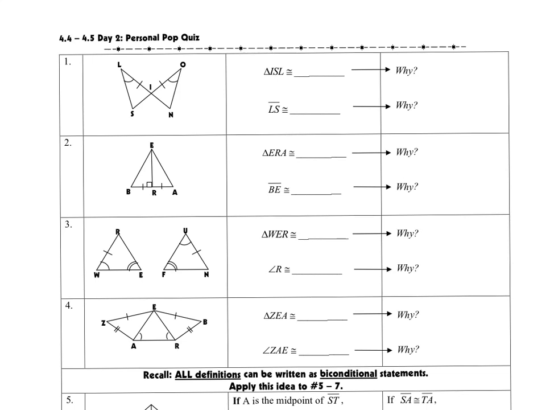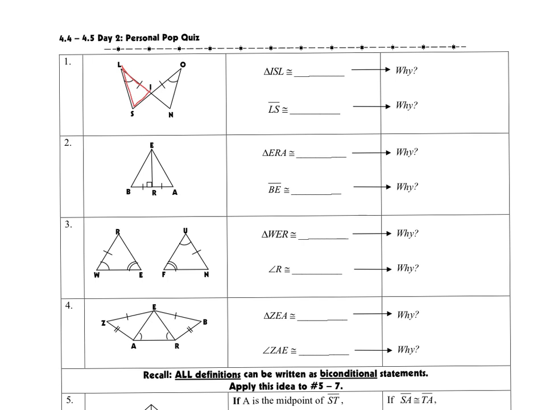In this video, I'm going to go through the first page of the 4.4 to 4.5 Day 2 Personal Pop Quiz. And so we are looking at our first triangle here, and we are looking at triangle ISL. So I'm going to go triangle ISL. So that is the triangle, and I need to know what triangle that's congruent to.